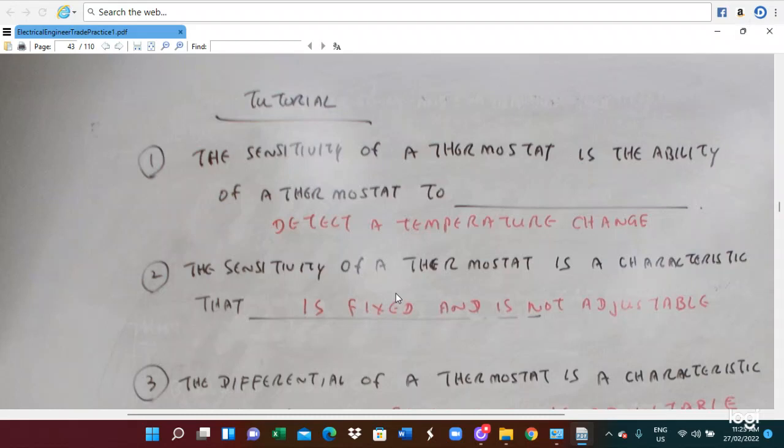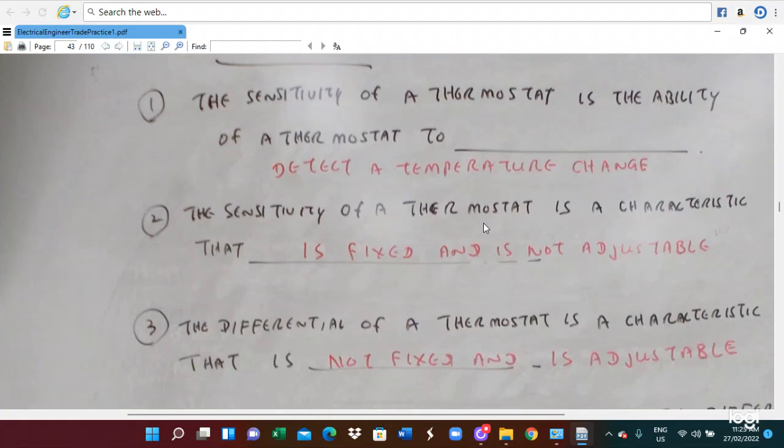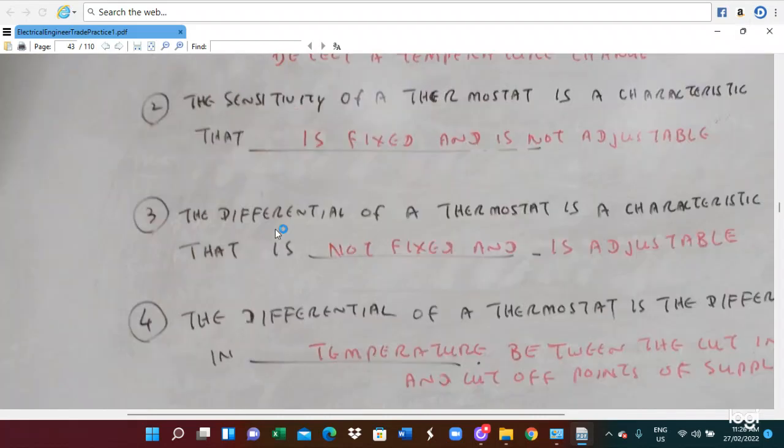The sensitivity of the thermostat is the ability of the thermostat to detect the temperature change. So if you are using thermostat sensitivity, when the temperature changes, the thermostat must detect it and also perform the appropriate function. So this is what the sensitivity of a thermostat is. The sensitivity of a thermostat is a characteristic that is fixed and not adjustable. The differential of the thermostat is a characteristic that is not fixed and is adjustable.